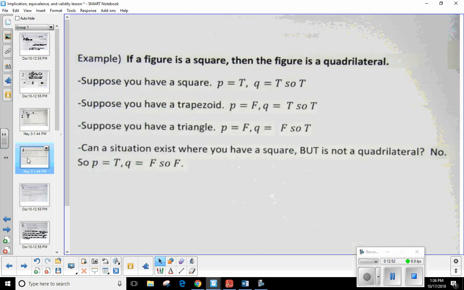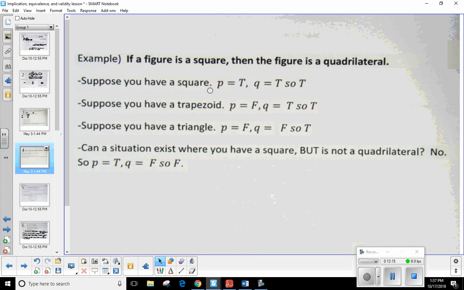Let's say if a figure is a square, then the figure is a quadrilateral. Well, what's a square by definition? 4 sided. Okay, 4 congruent sides, right? Then the figure is a quadrilateral. So what defines a quadrilateral? It has 4 sides. It just has to have 4 sides, right? Okay, so let's run through those ideas.